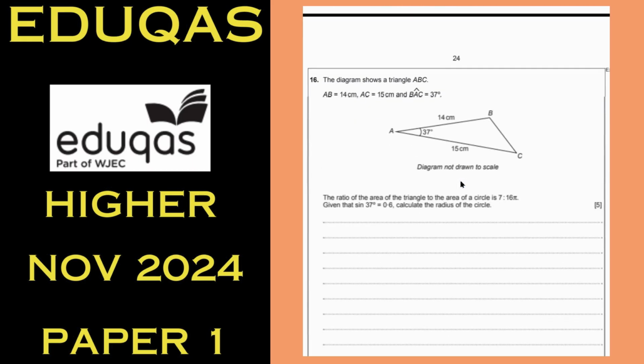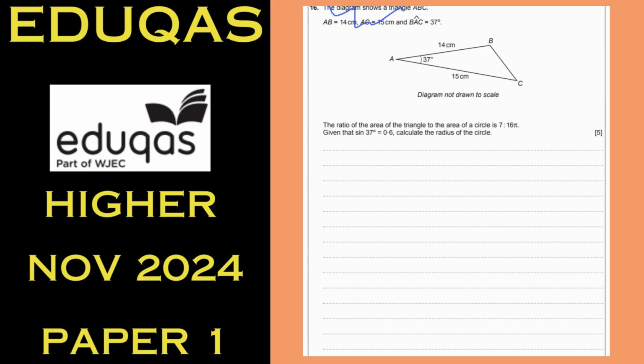On we go. Number 16. As you can see, we have got a non-right-angled triangle. The diagram shows that all that information is waffle because it's already on the diagram. The ratio of the area of the triangle to the area of the circle, which is circumscribing or whatever, who cares, is 7 to 16 pi. Calculate that. So there's a circle doing that really, or whatever. All right, we're not that bothered. Doesn't tell us where it is actually.